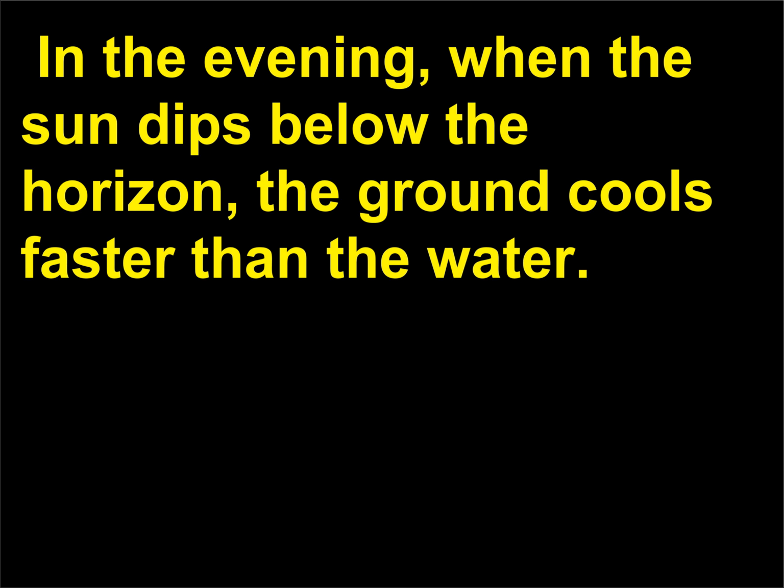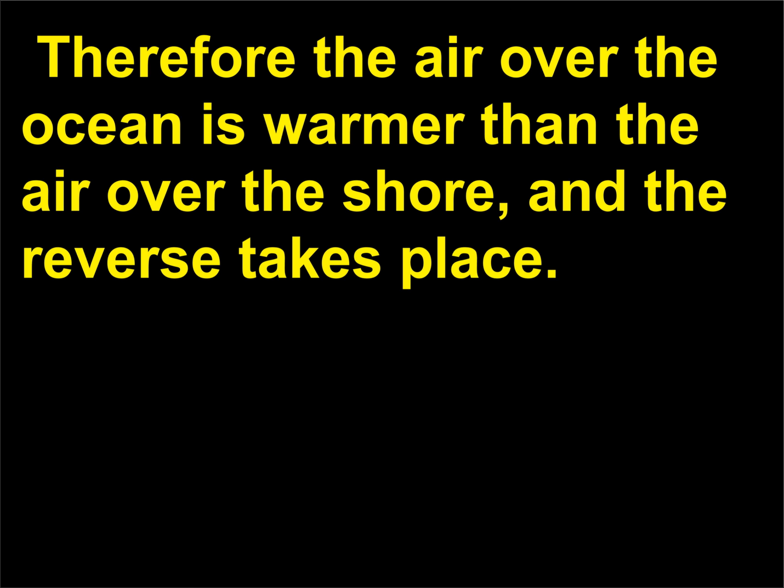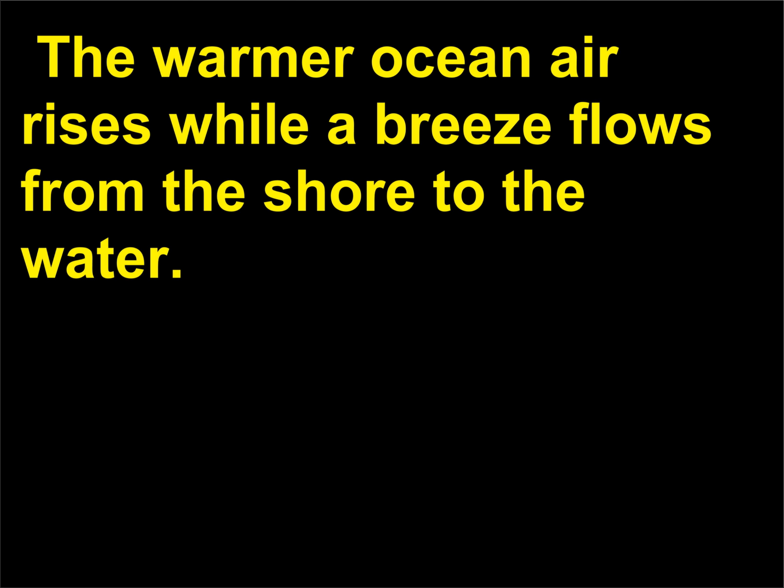In the evening, when the sun dips below the horizon, the ground cools faster than the water. Therefore the air over the ocean is warmer than the air over the shore, and the reverse takes place. The warmer ocean air rises while a breeze flows from the shore to the water.